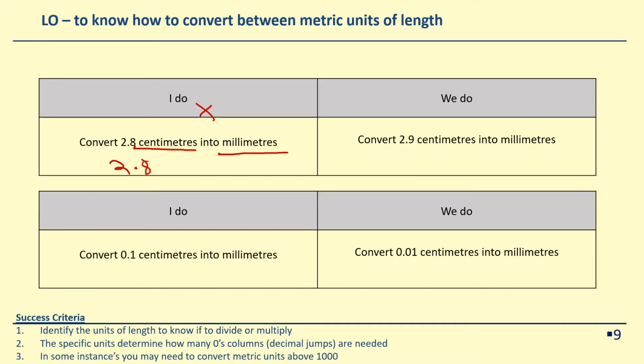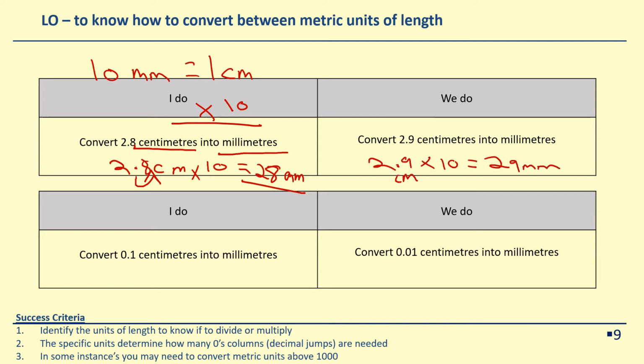But first we need to remember how many millimeters are in a centimeter. 10 millimeters equals 1 centimeter. We will be multiplying by 10. Okay, so 2.8 centimeters times 10. We move that decimal point once, we shift that 8 up, it's going to equal 28 millimeters. That would be your answer. Pause the video, have a go at the we do, please. Okay, 2.9 centimeters times 10. 29 millimeters.